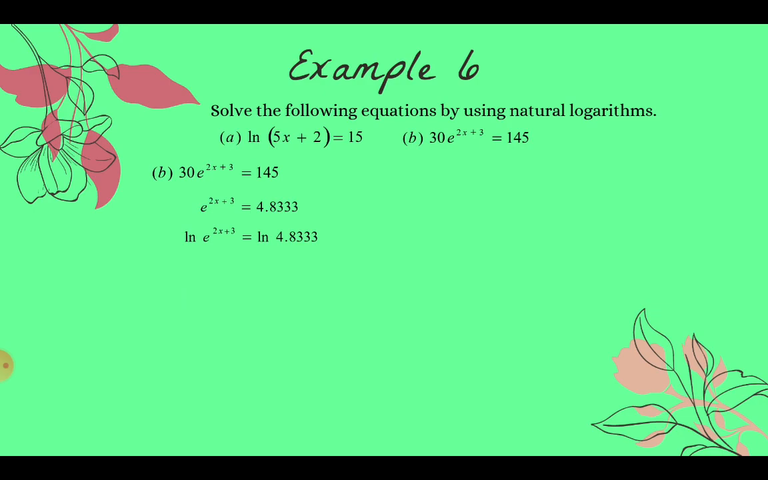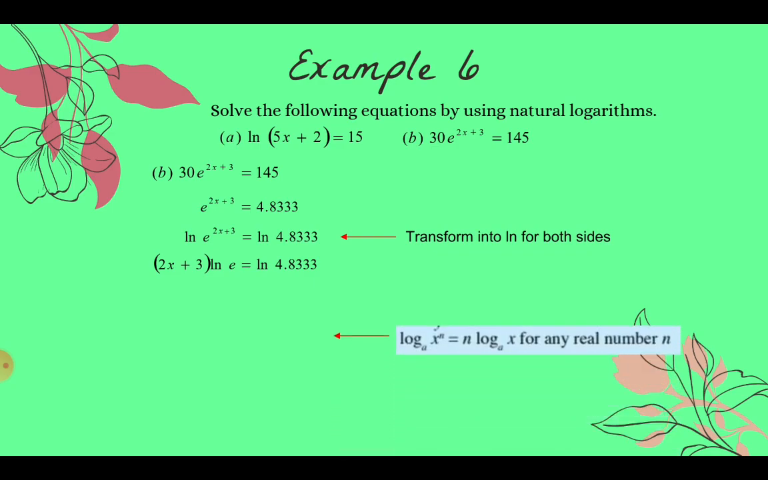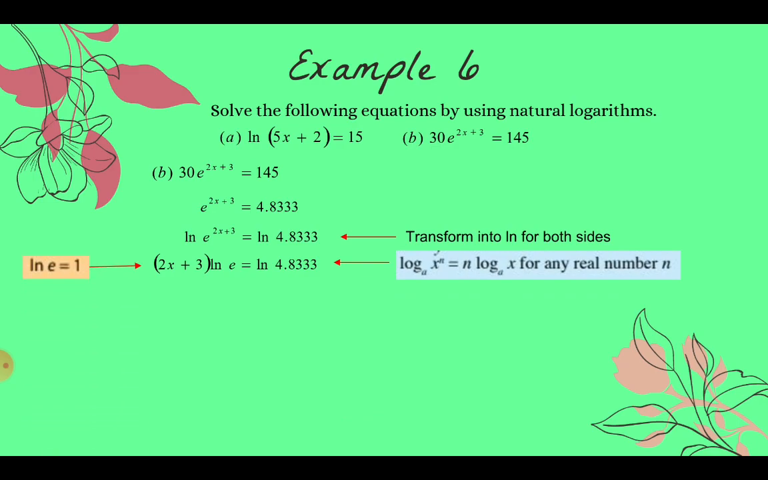So the next step, when we have index form, instead of we change it into log form, we have an alternative. We add log for both sides. So like here, we add ln for both sides. So we have ln e to the power of 2x plus 3 equals to ln 4.8333. Okay, and then this is power rule. So 2x plus 3 times ln e is equals to ln 4.8333.